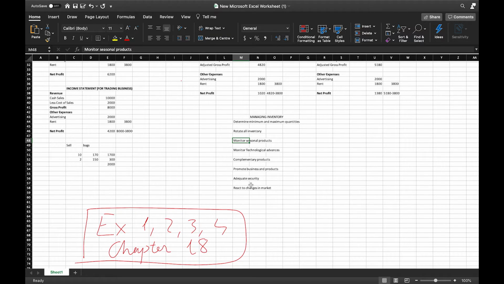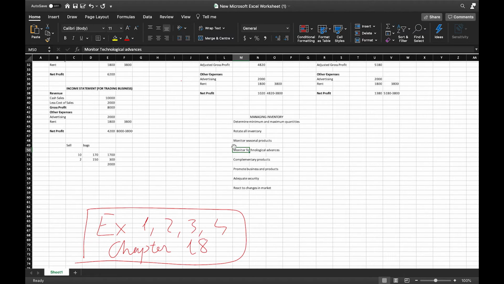Monitor seasonal products means that we have to predict what inventory would be best selling in what season. For example, clothes. Winter clothes would be best selling in winter, for example. So we have to order more winter clothes in winter time so that we have more products to sell to customers.